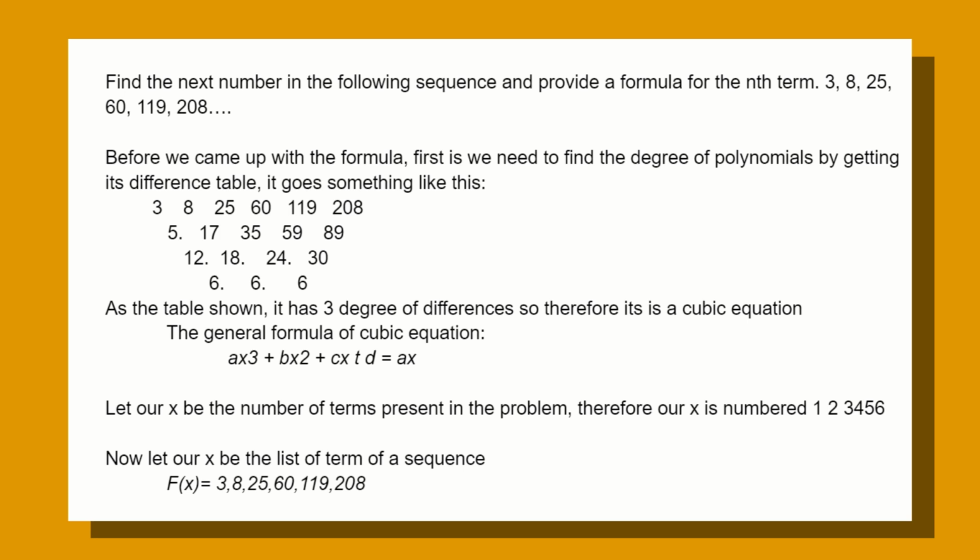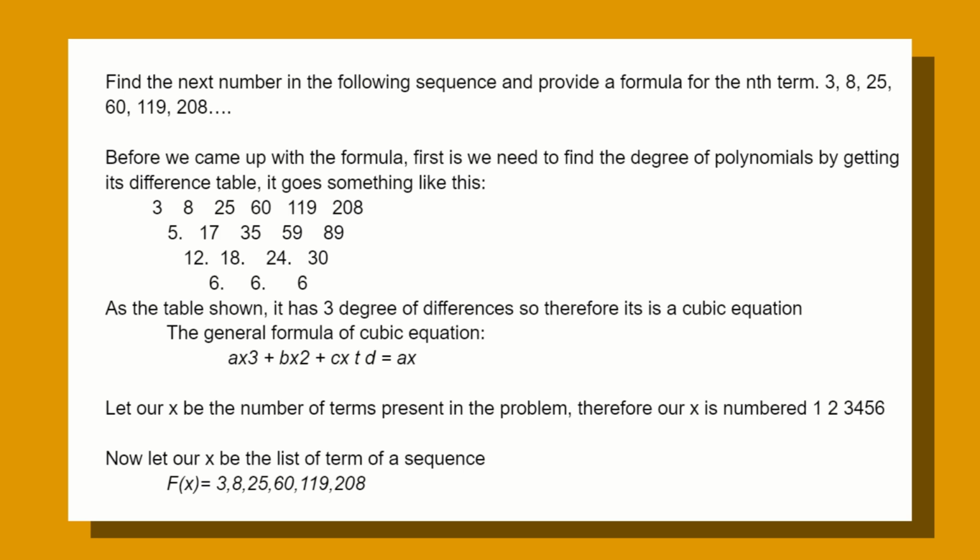So 3 minus 8 equals 5. 8 minus 25 equals 17. 25 minus 60 equals 35. 60 minus 119 equals 59. 119 minus 208 equals 89. 5 minus 17 equals 12. 17 minus 35 equals 18. 35 minus 59 equals 24. 59 minus 89 equals 30.